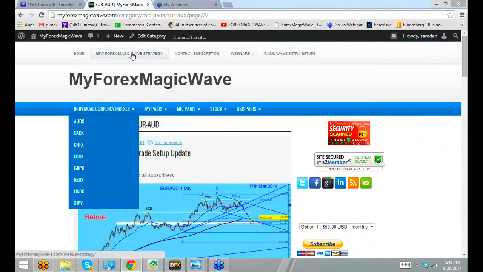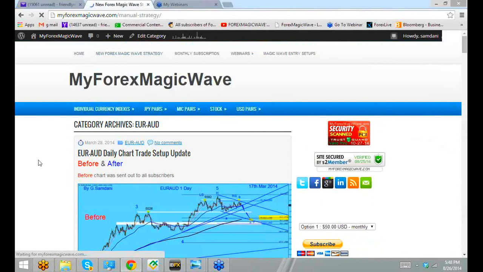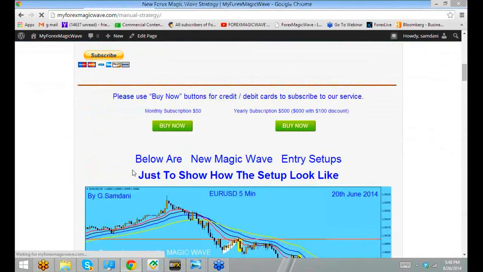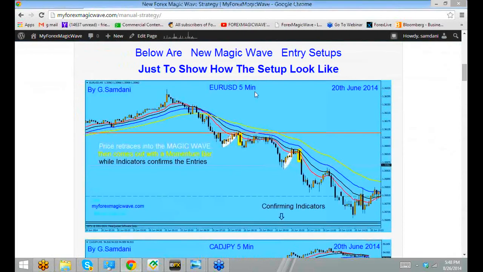What does the setup look like? The setup looks like this. On a 5-minute chart, you can see this 5-minute bearish. I didn't update it, by the way. July, I was too busy. But this is what the setup looks like on my Magic Wave strategy, which I sell, by the way, for $50 separately. Right here, you can see.